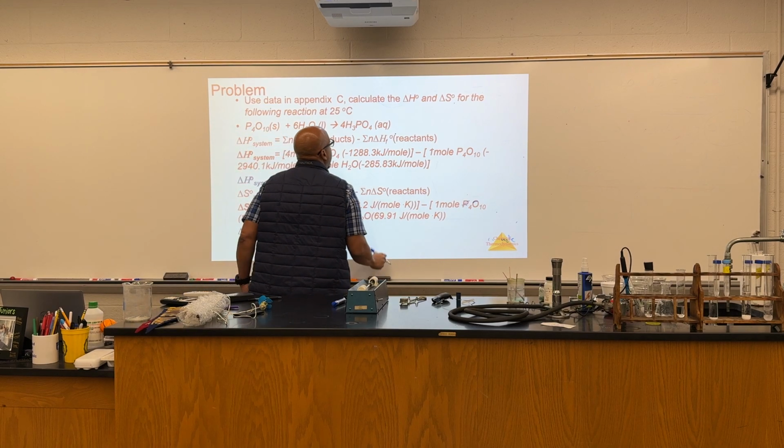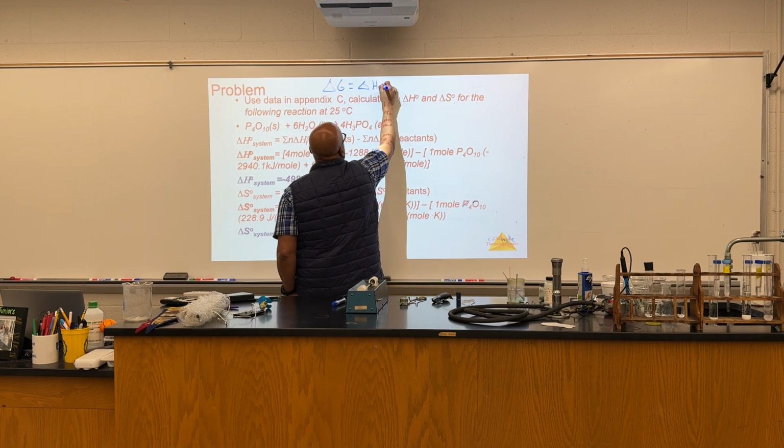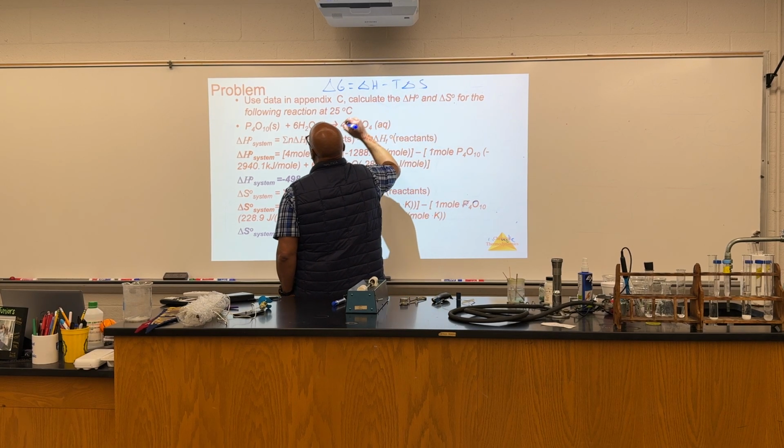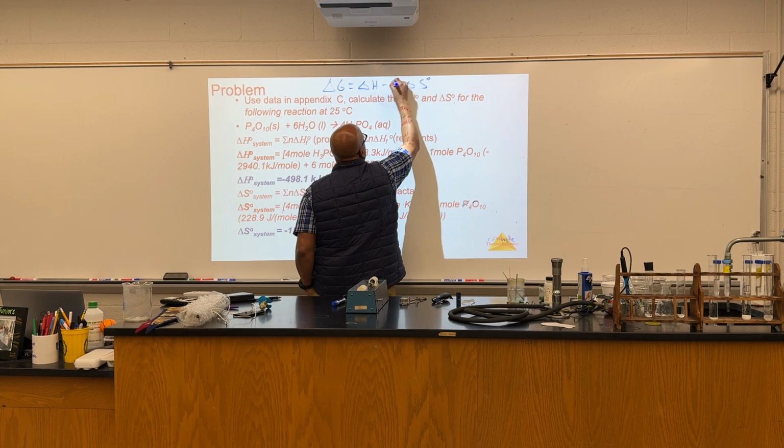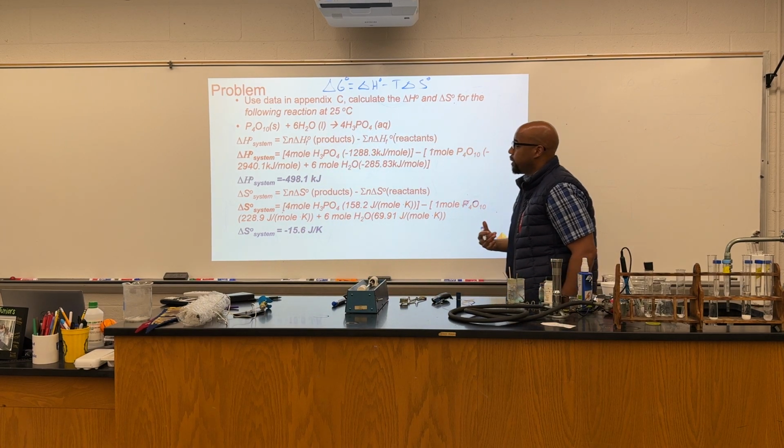You're going to go in and you're going to say, hey, you know what? I know that delta G is equal to delta H minus T delta S. It's at 25 degrees Celsius. I can put my little circles right here if I wanted to. If you left it off, it's not going to change anything. But what am I going to do here?